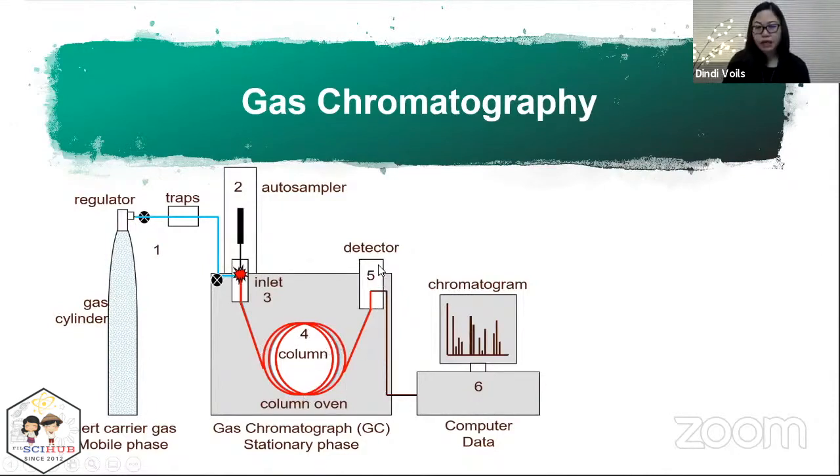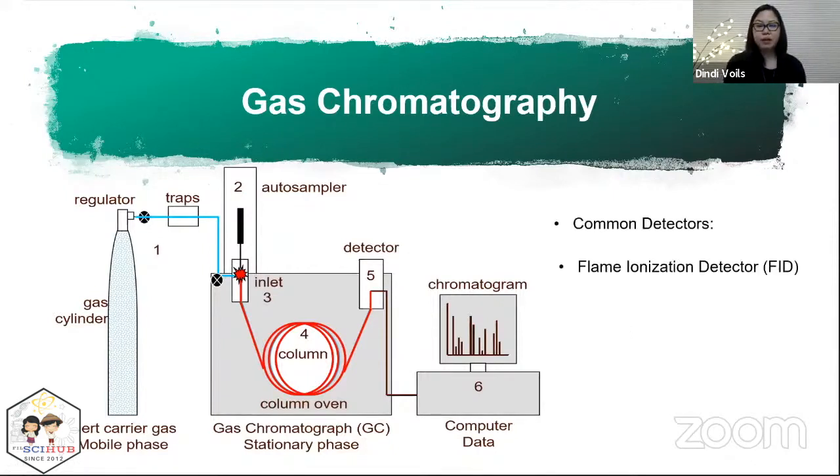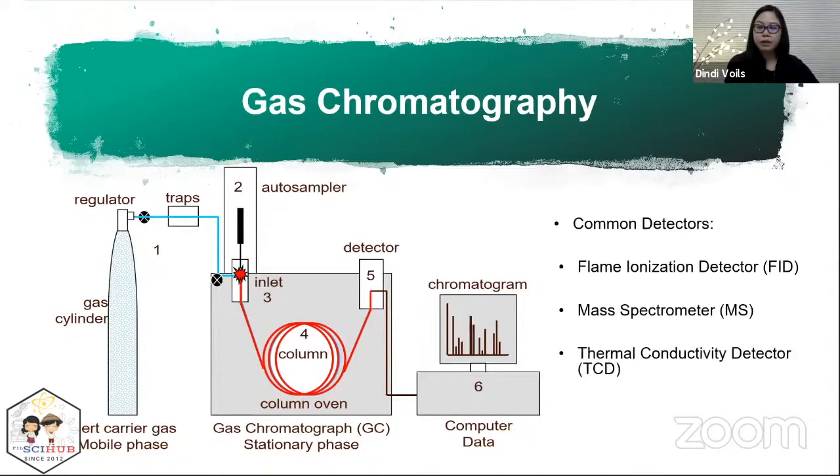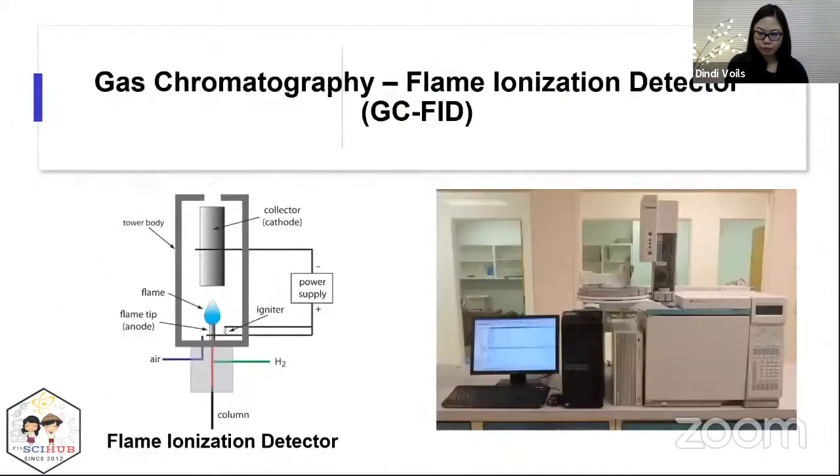So the time of elution is sometimes referred to as the retention time, and you will see that on a chromatogram, a typical chromatogram. Common detectors for GC are flame ionization detector, mass spectrometer, which we talked about earlier, thermal conductivity detector, and electron capture detector.